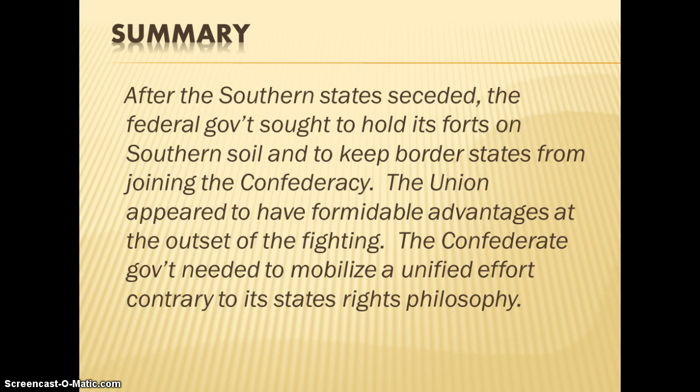So I'm going to read through a little bit of this summary and then I'm going to break it down for you. After the southern states seceded, and by that I mean the first 7 that seceded after Lincoln was elected but before he was inaugurated, the federal government sought to hold its forts on southern soil, i.e. Fort Sumter, and to keep border states from joining the Confederacy. Now, ultimately, Lincoln is going to be partly successful in his efforts. He's going to keep some border states from joining the Confederacy, like Kentucky, but he's going to lose other border states to the Confederacy, like Tennessee. The Union appeared to have formidable advantages at the outset of fighting, and the Confederate government needed to mobilize a unified effort contrary to its states' rights philosophy.